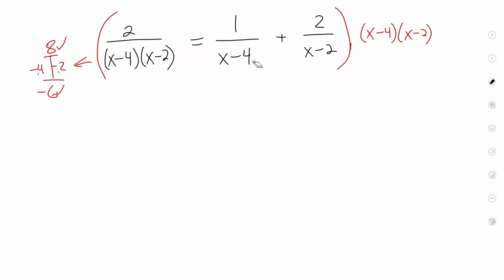Okay, when I do that, notice all the fractions are going to disappear. This first fraction will have x minus 4 and x minus 2.